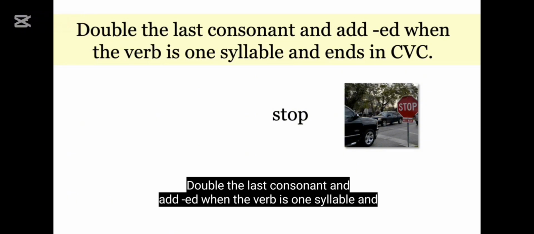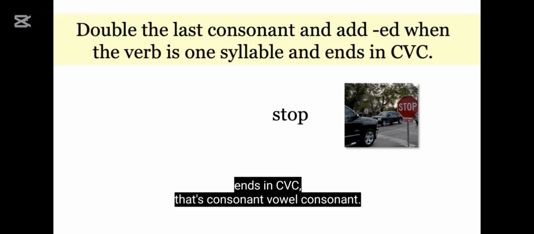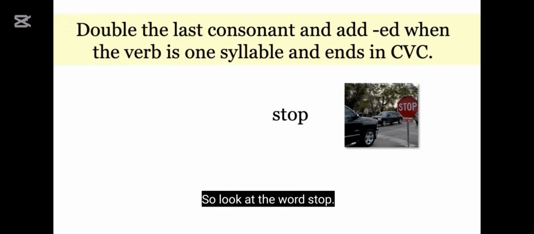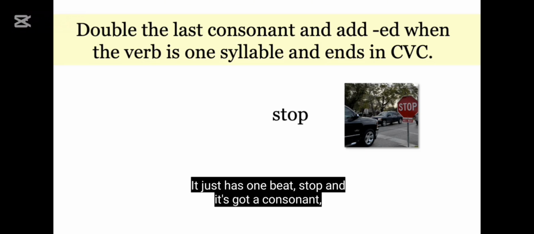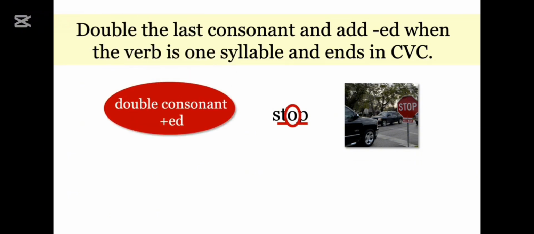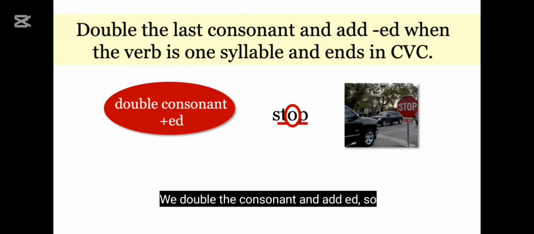Double the last consonant and add ed when the verb is one syllable and ends in CVC. That's consonant, vowel, consonant. This looks complicated, but it's not that complicated. So look at the word stop. It has one syllable. That means it's short. It just has one beat. Stop. And it's got a consonant, a vowel, and a consonant at the end. We double the consonant and add ed.